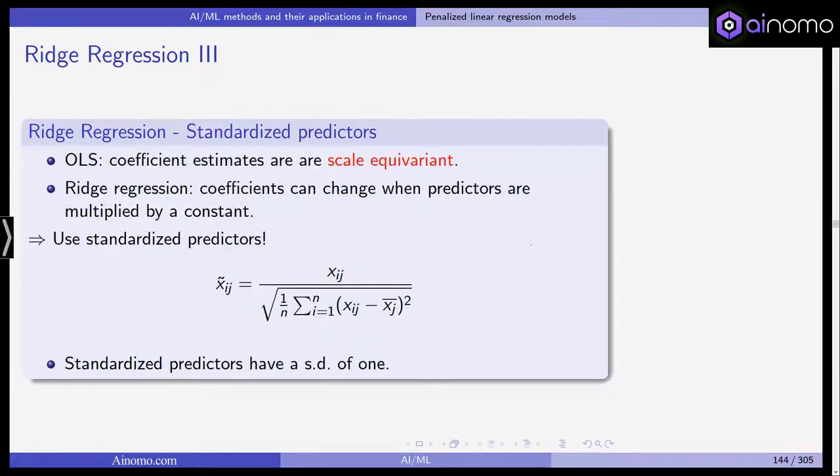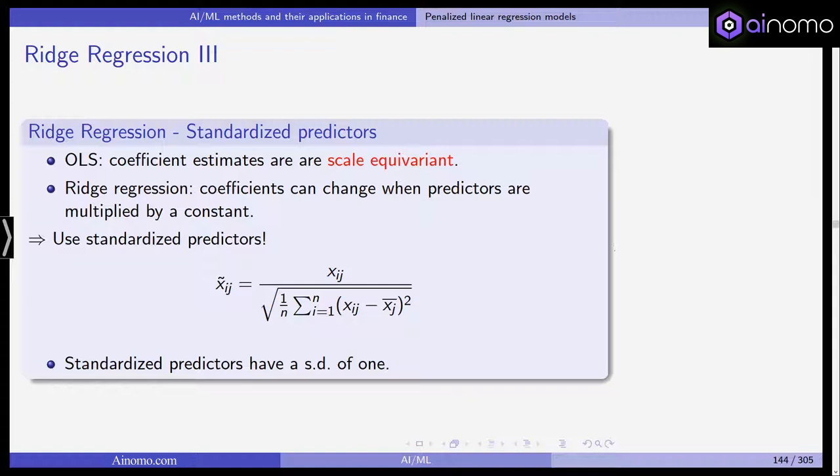The question, first of all, is what should we do and what should we be careful about? With OLS, you might know that the coefficient estimates are scale equivariant, which means that if you rescale a variable, then the OLS coefficient will be scaled by that factor. This is not true with ridge regression. The coefficients can change when the predictors are multiplied by a constant, and thus we should always use standardized predictors.